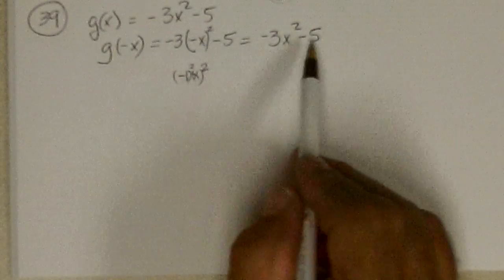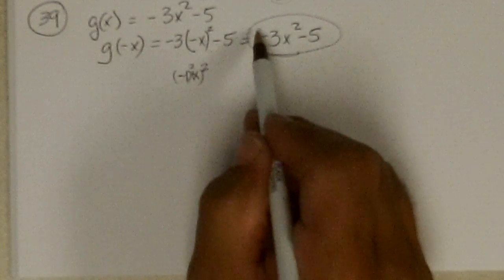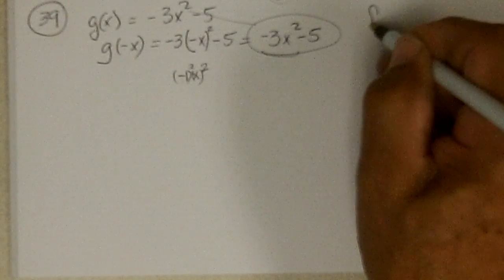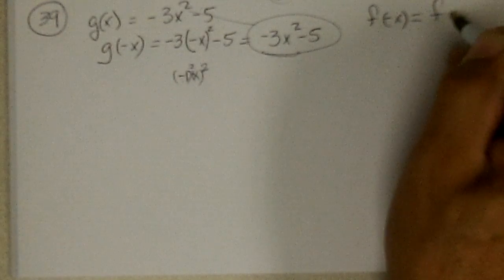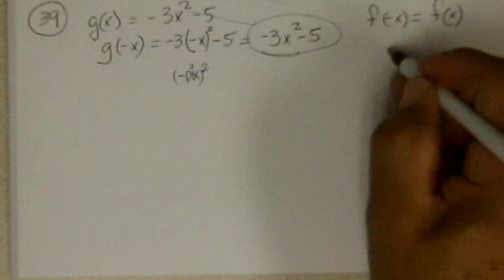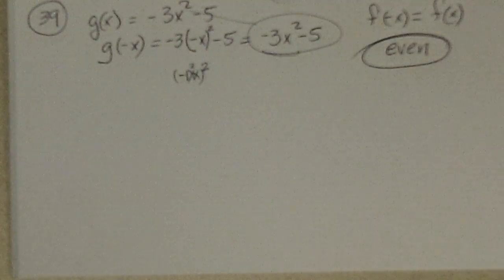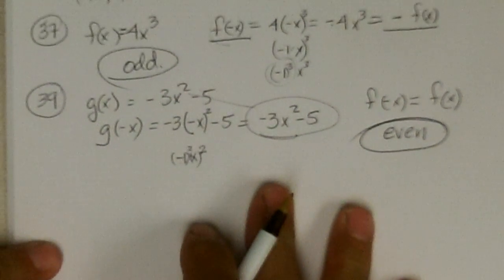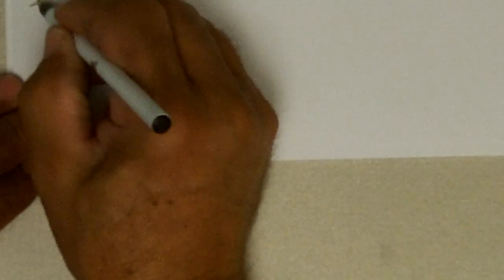And we got back, by putting in a -x, the original function. And the definition, when we get f of x, we put in a -x and we get the same function back. That's the definition of an even function. So 39 is even. 37 was odd. Next question was 47.